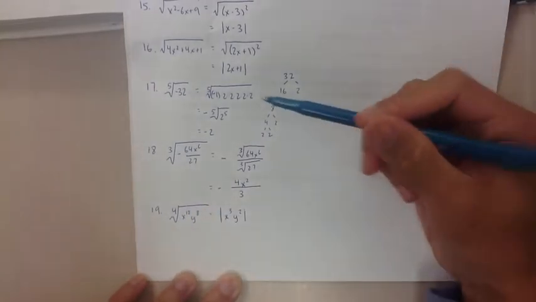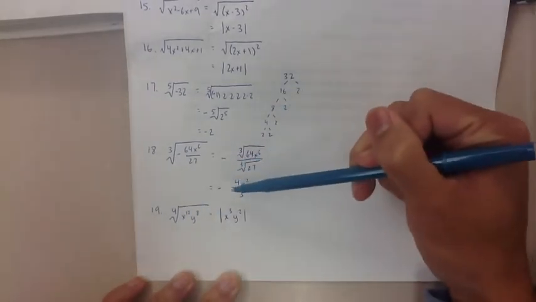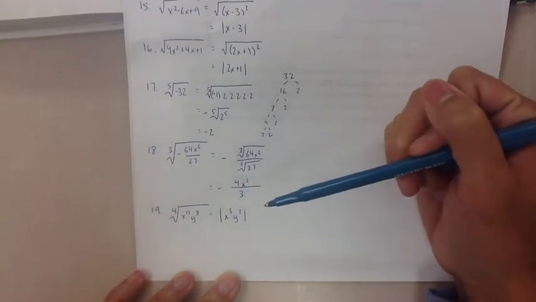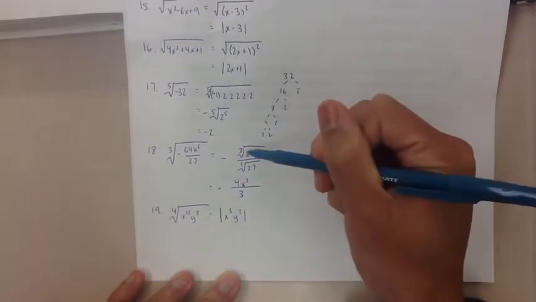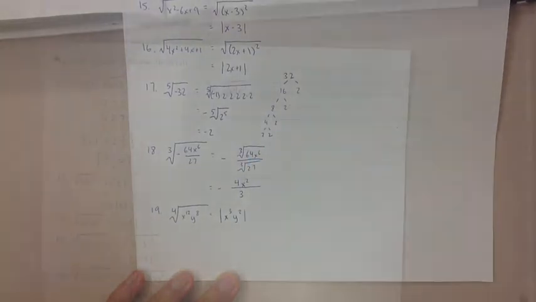If it's odd, like we had in number 18, the negative is just going to stay outside. Do not need absolute values if you have an odd index.